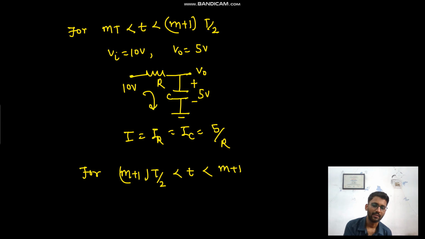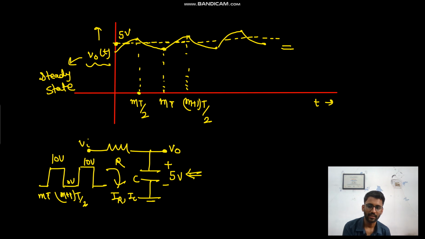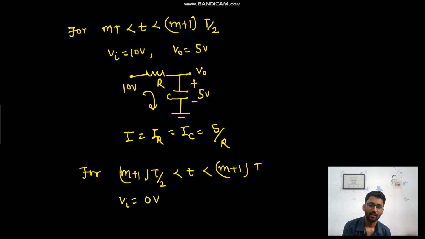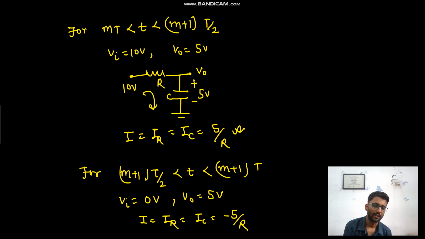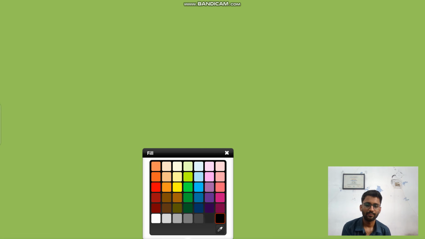M plus 1 T, your V in will be 0 volt, right? Your V in will be 0 volt here. Your V out will be 5 volt. So what will be the current? I equals IR equals IC would be minus 5 by R. Okay. So at steady state, what is your current waveform?